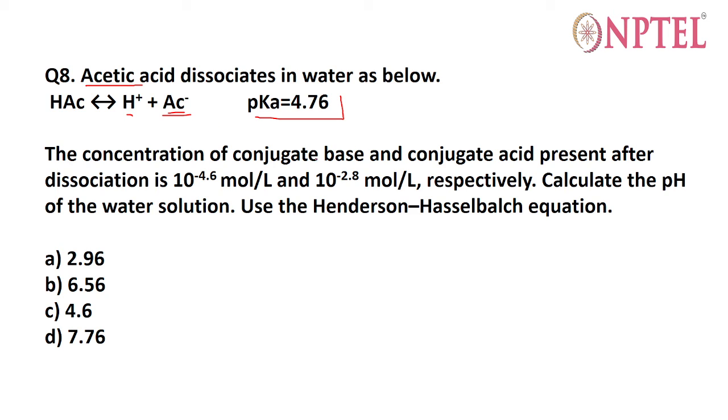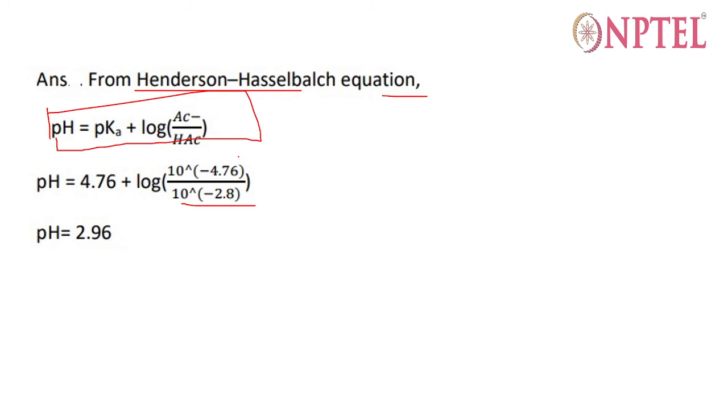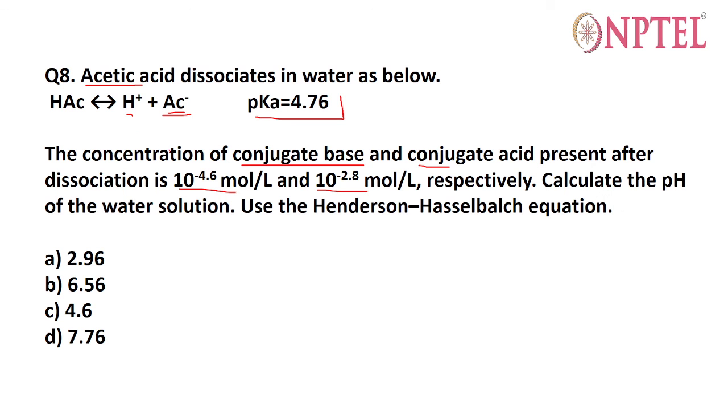So what will be the conjugate base? Base concentration is 10 to the power minus 4.6 and acid concentration is 10 to the power minus 2.8. You can see this was the conjugate acid, this was the conjugate base. Why am I saying that? Because the base can accept H plus ion, and the acid can donate H plus ion. So this is the conjugate acid in this equation, and this is the conjugate base which can accept H plus ion.